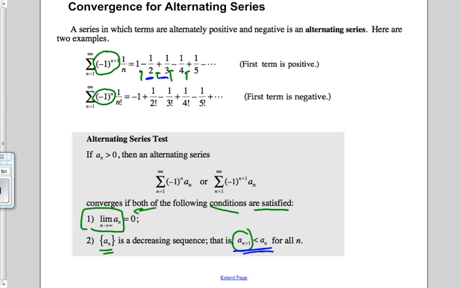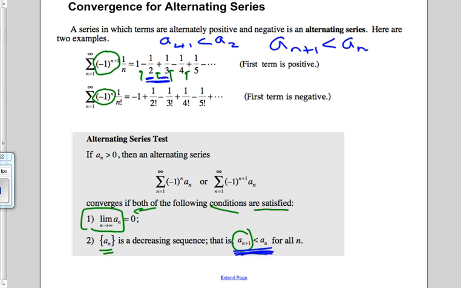Or to put it more in this language, our a sub 3 term is less than our a sub 2 term. That's going on right there. And for every single case, the absolute value of the a sub n plus 1 term is less than our a sub n term. So we're decreasing. Each term is decreasing.